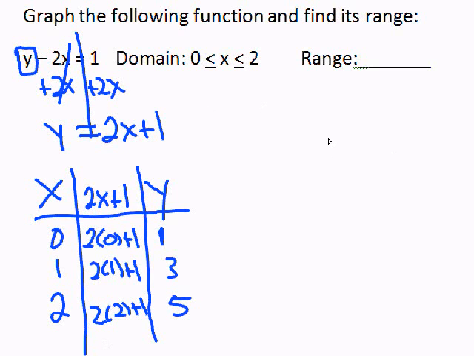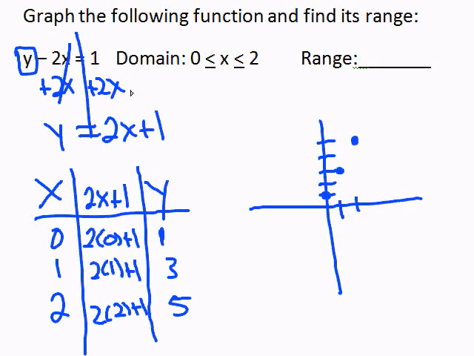Now that we have our x and y values, we can actually graph it. My x is 0, 1, and 2. My y is 1, 3, and 5. So I'm going to go 1, 2, 3, 4, 5. And then we can plot our points: (0, 1), (1, 3), and (2, 5).